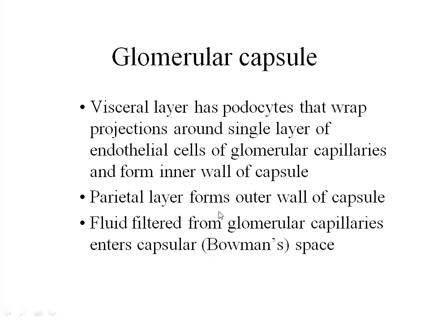Then the parietal layer forms the outer wall of the capsule that we just discussed, that is the epithelial layer that forms the capsule structure, and fluid filtered from the glomerulus capillary enters the capsular Bowman space. Everything except RBC and WBC oozes out from the blood capillaries and enters into the Bowman's capsule space, which then passes into the neck portion.